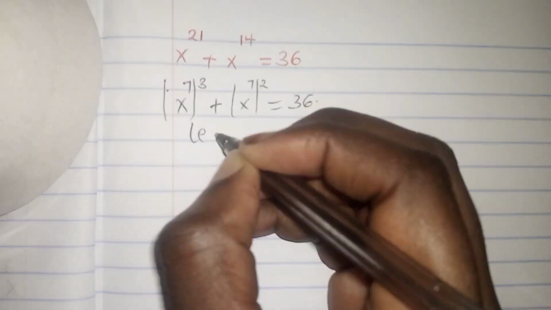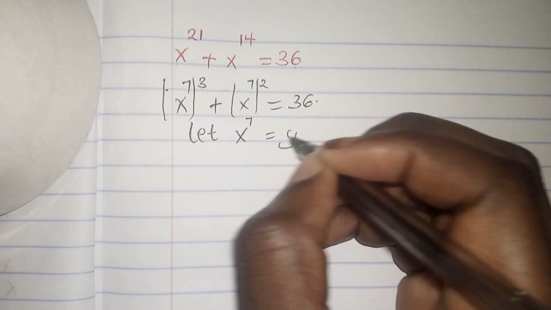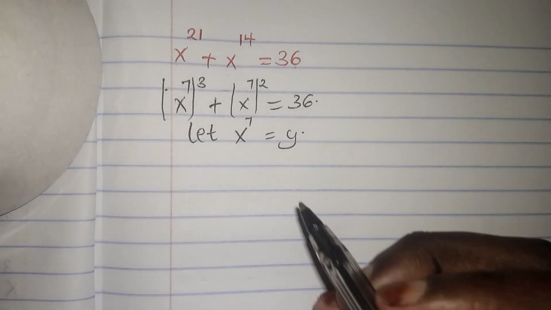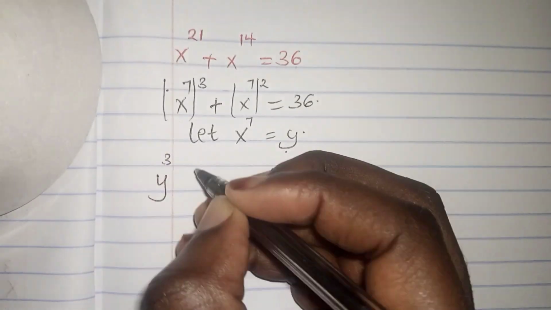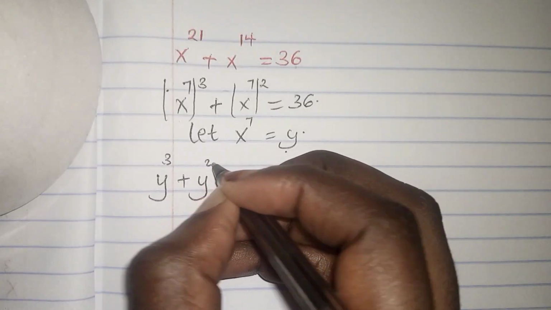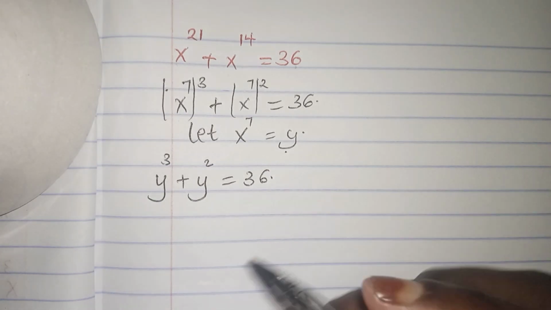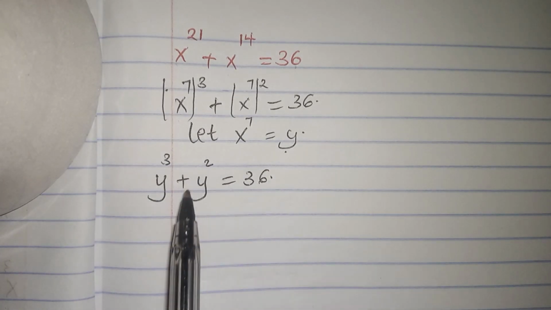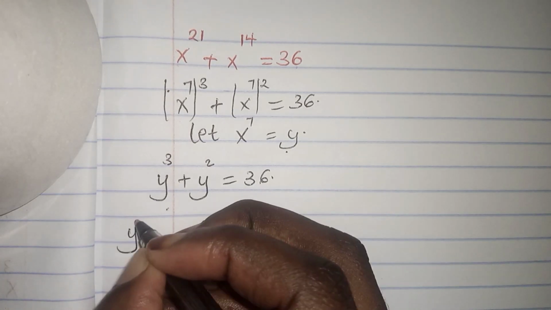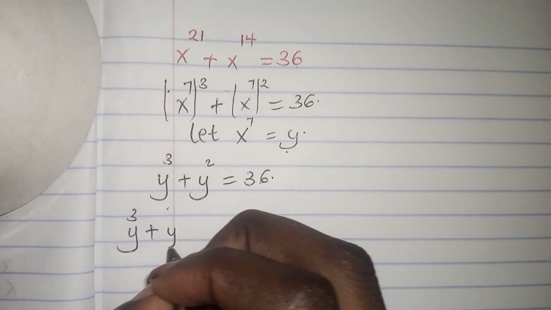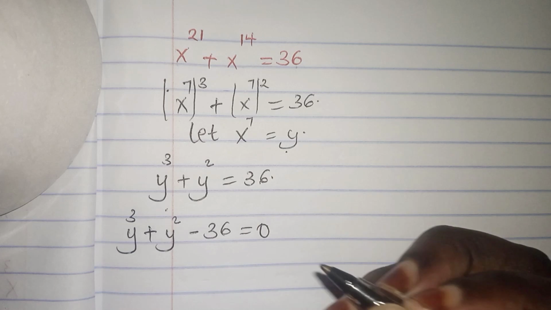So we shall say let x^7 be y. Where we have x^7, we are substituting it with y. So this will be y^3 + y^2 = 36. Our next step is to bring 36 to the left hand side and equate this with 0. So y^3 + y^2 - 36 = 0.